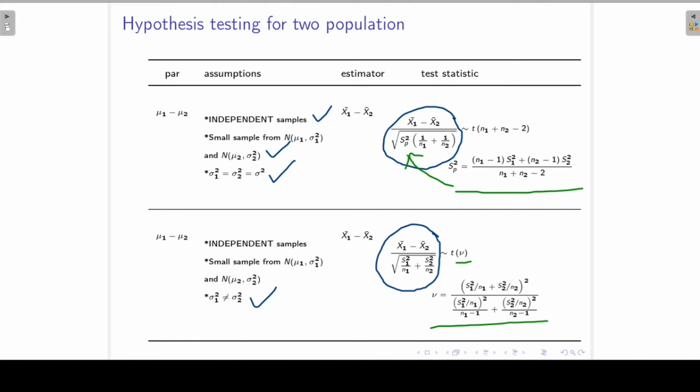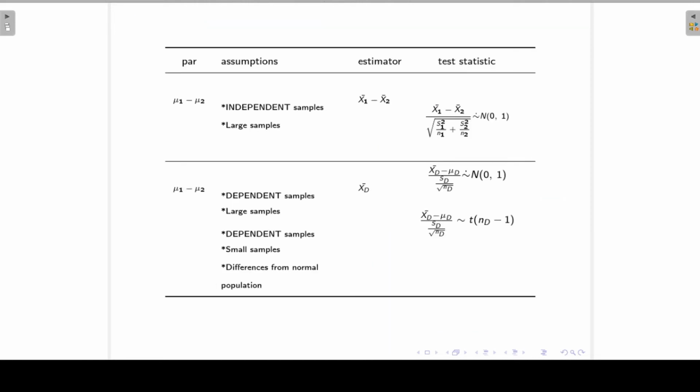Still within the independent sample situation, if we are working with large independent samples, then our test statistic is this one here, and it follows approximate standard normal distribution. So again, to get your critical values for your rejection regions or to calculate your p-value, you will make use of the standard normal distribution.